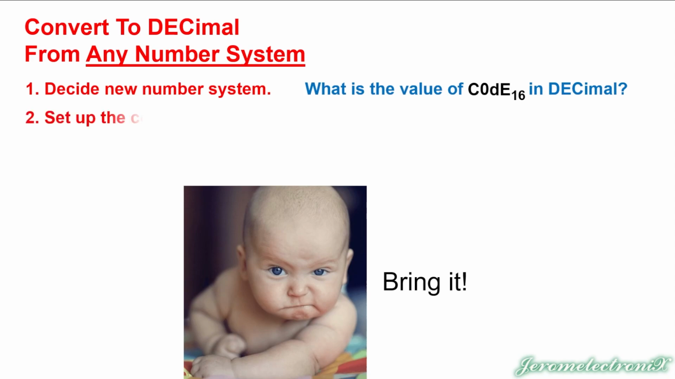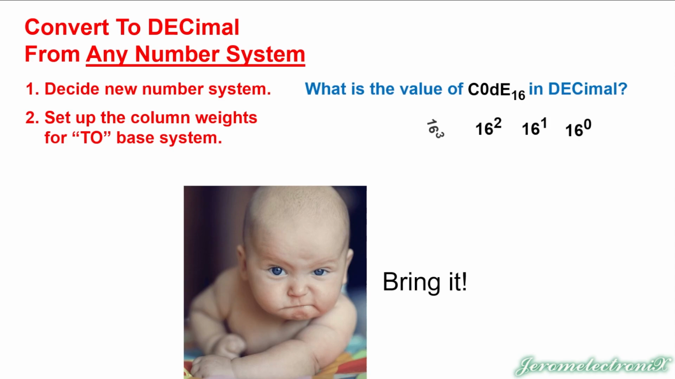Okay, so next thing, we're going to set up the column weights for the 2 base. That means we're going to go 16 to the 0th, 16 to the first power, but we only need 4 columns this time. So there's 16 to the 0th, 16 to the first power, 16 to the second power, and 16 to the third power. Now we're going to resolve them. 16 to the 0th is 1, 16 to the first power, 16. 16 times 16 happens to be 256, and 16 to the third power is 4096.